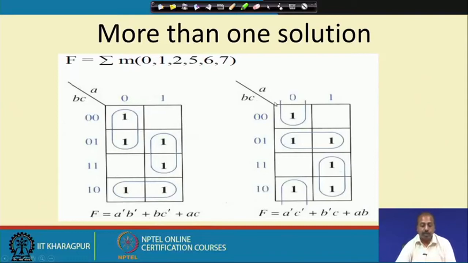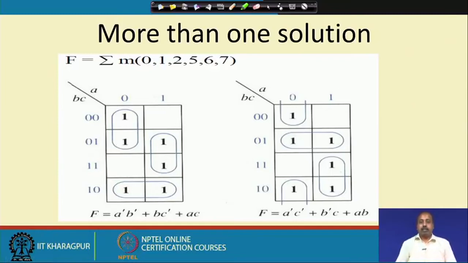Somebody does the grouping in this format. Instead of covering like this, they cover these two ones into one pair, these two ones into one pair, and these two ones into another pair. That way, if you do the covering, you will get a different cover: A bar C bar plus B bar C plus A B. Now, which one is better?